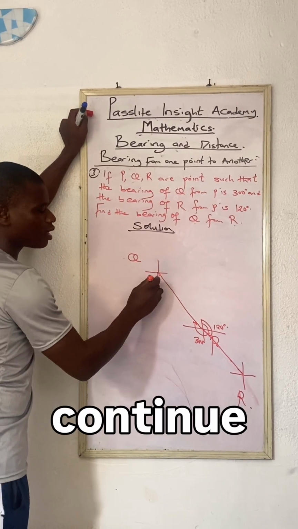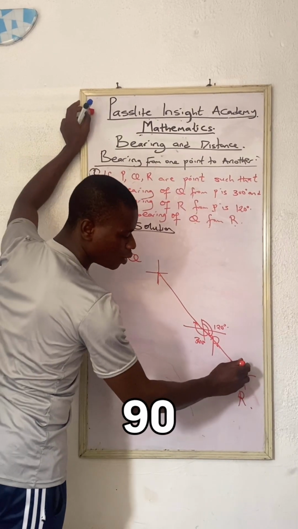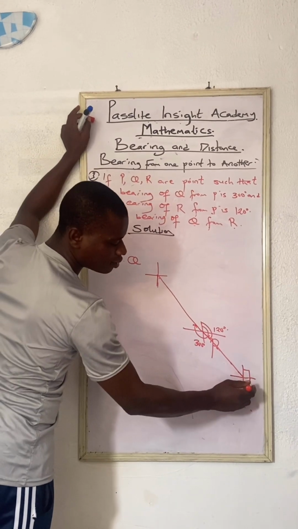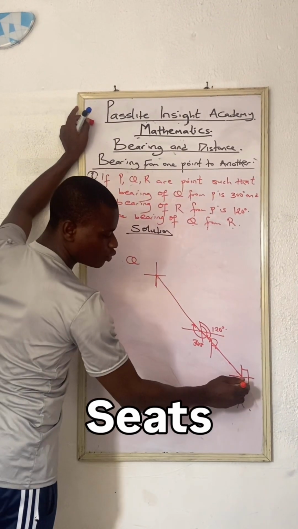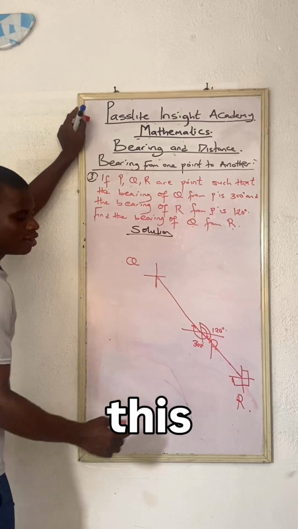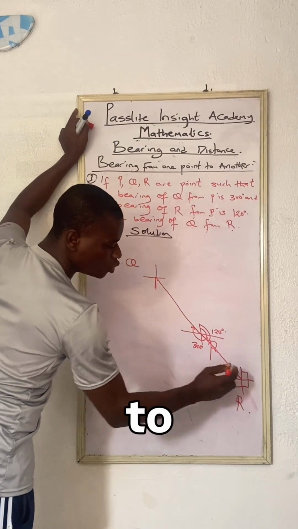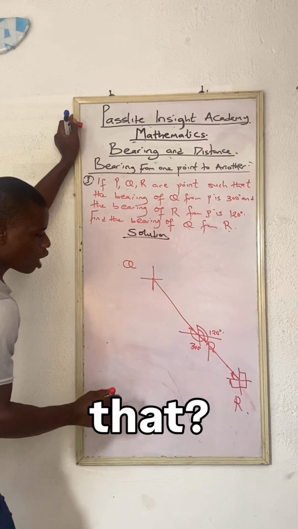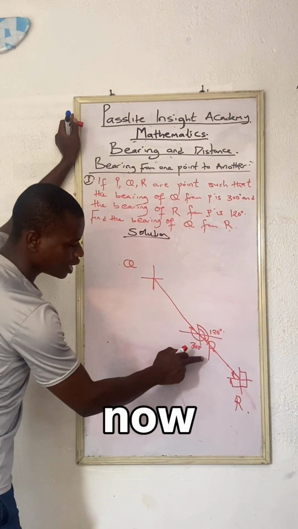So when you need this line, just continue from the beginning to this point, 90. Or from R, just go to the R. Here is 180. Here is 270. Then it remains this point here. That is what you need to add up to reach that particular line. So let's see, how can you get that? Focus on the diagram now.